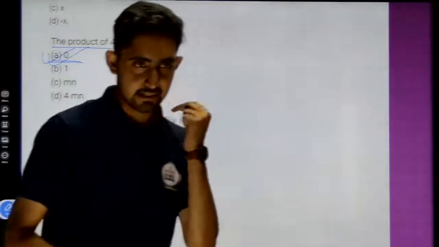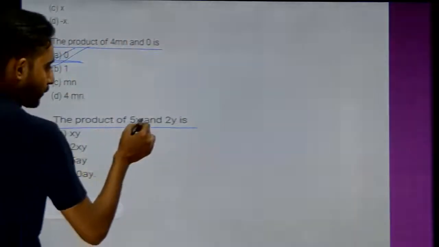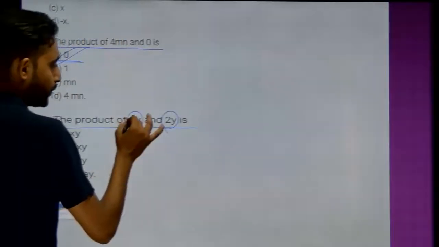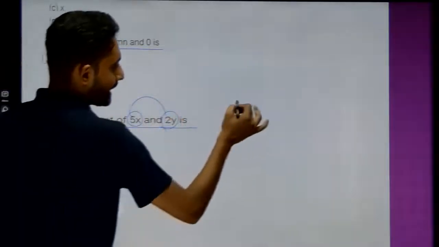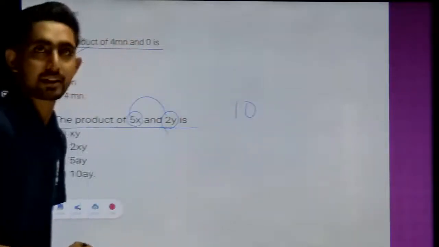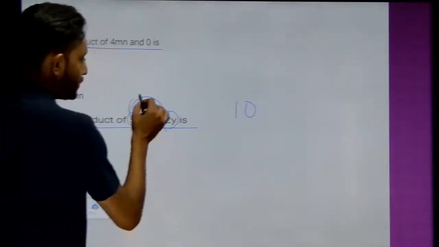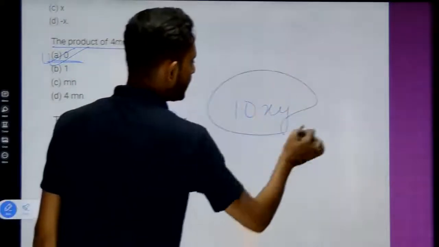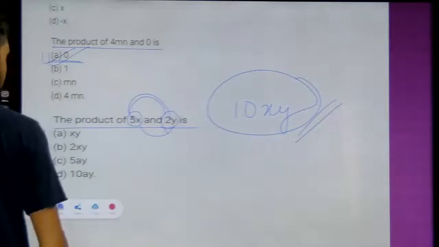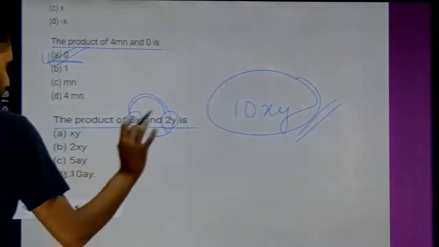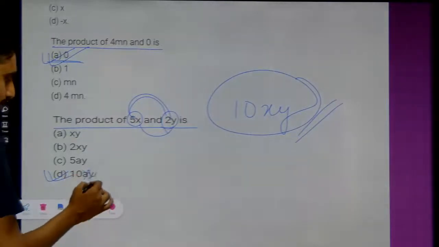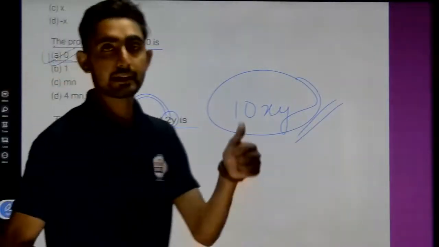Now next question: the product of 5x and 2y is equals to what? Divyanshu, Nanika, Sahil, Kartike, very good, very good. So we can say the product of 5x and 2y is equals to what? Very simple, as I told you, first of all I have to multiply the numbers. 5 into 2, that is 10, and x into y, that is xy. So your answer will be 10xy. That is your 100% correct answer.